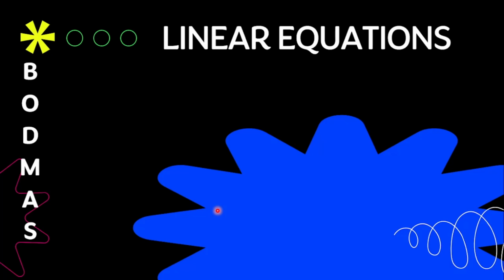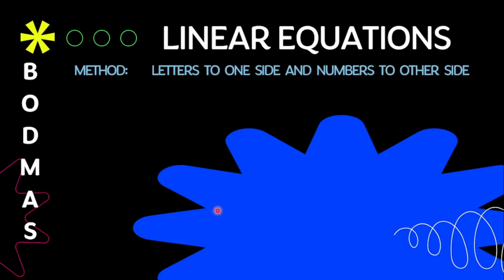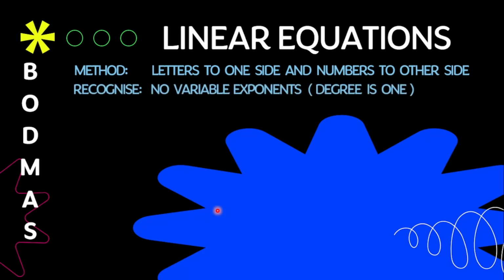So, linear equations. The method behind this one is you need to try and get all the variables, or the letters, to the one side and the numbers to the other side. Now, how do we recognize them? When we started this session, I said that you get linear, quadratic, exponential, cubic. How are you able to recognize the difference between these four types of equations? Well, with linear, none of the variables have any exponents, which means the degree is 1. We looked at that when we were looking at factorizing. The degree is 1.